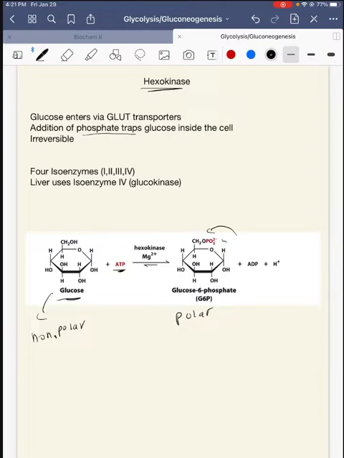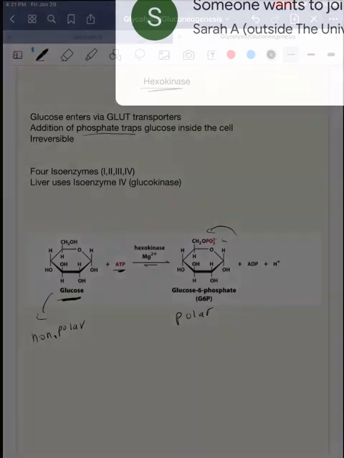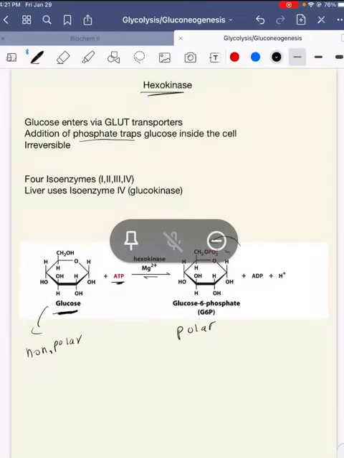If we just leave it as glucose, glucose can exit the transporter. If glucose is by itself, it can actually leave the cell through the transporters, because the transporters function via concentration gradients. So we add the phosphate to trap the glucose inside the cell.